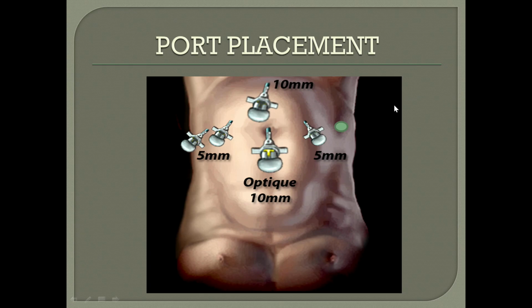So for the position of the ports, it's symmetric. One is 10 millimeters at the level of the umbilicus. One is 10 millimeters, about 2 fingers above the pubic bones. 5 millimeters for the pararectal line. Because I'm left-handed, I will work on the right side of the patient, so my assistant will be on the left. So I will add another port for the assistant. But if you are right-handed, the assistant port will be on the right.